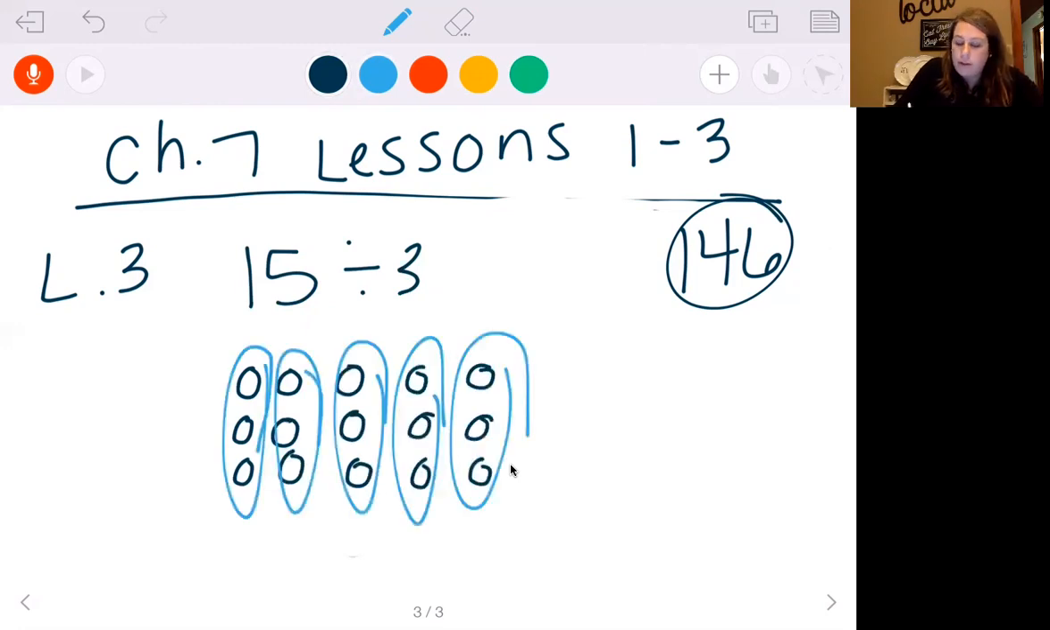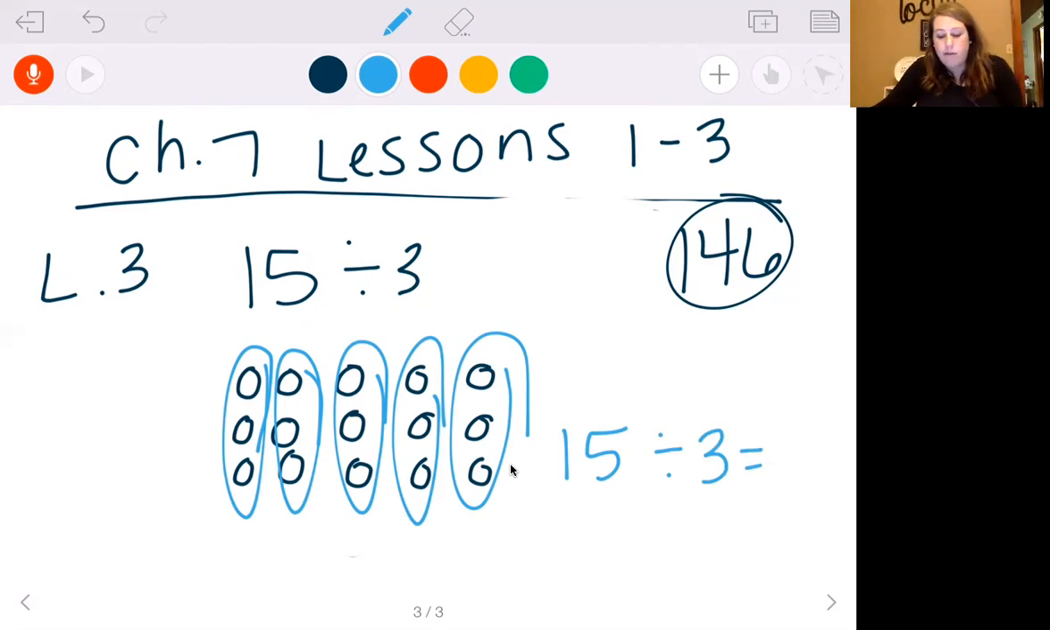So if we have 15 divided by 3, we just counted our columns up. It has to be 5, okay? So if we're counting like that, we also can think about it like this. 3 times 5 equals 15. And if we wanted to use our house, we would write 15 in the inside.